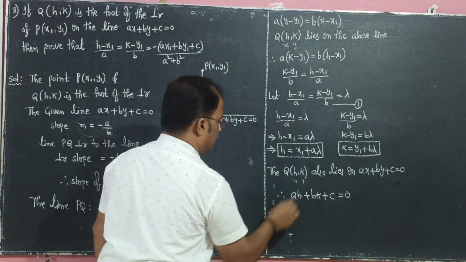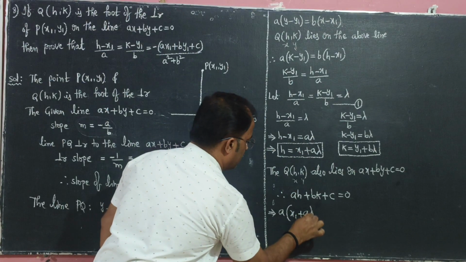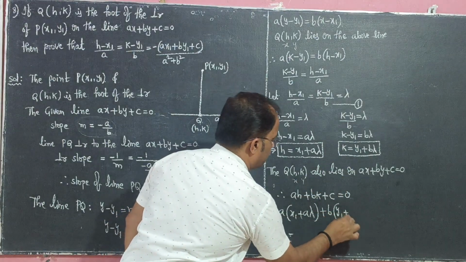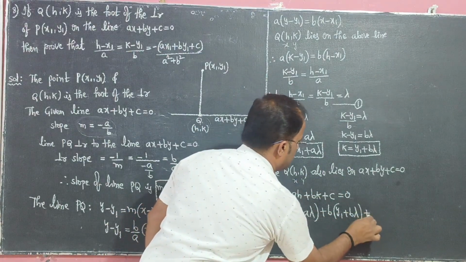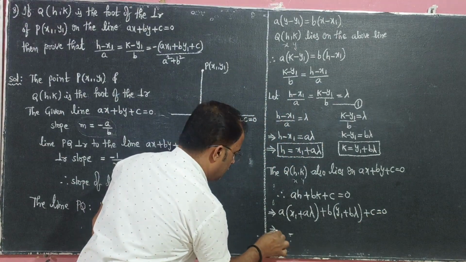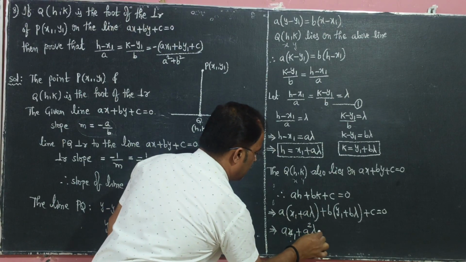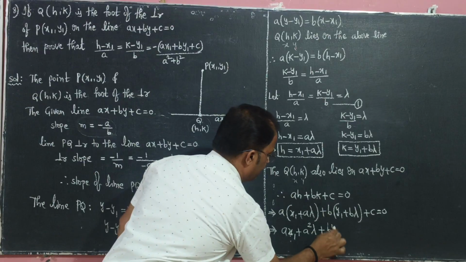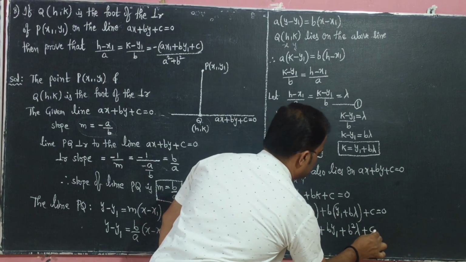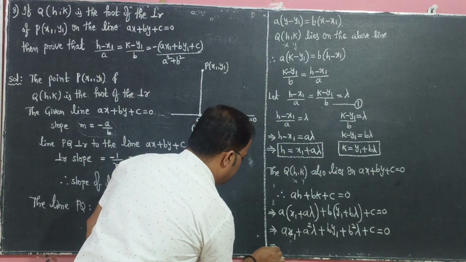We already got the h value: a into h. What is the h value? x1 plus a lambda. Clear? And plus b into k. What is the k value? y1 plus b lambda, and plus c equals 0. Clear? Multiply it out: a x1 plus a square lambda plus b y1 plus b square lambda plus c equals 0. Clear? From this we have to find out lambda.